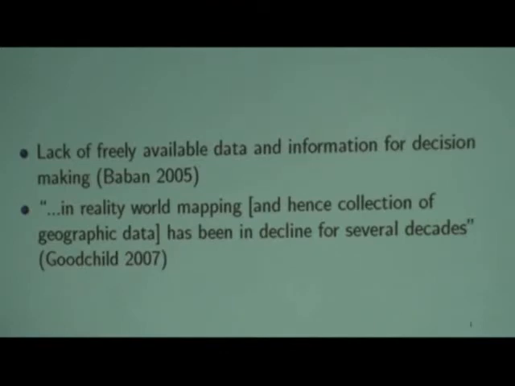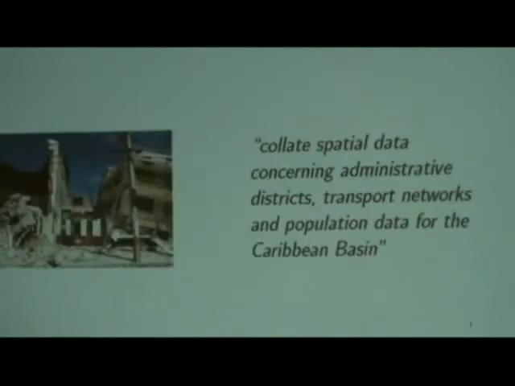Because we basically live in a world where we need to have as much information as possible in order to make better decisions. And Goodchild said, in reality, world mapping, and I added, hence the collection of geographic data, has been in decline for several decades, one of the reasons being the expense of collecting the data.